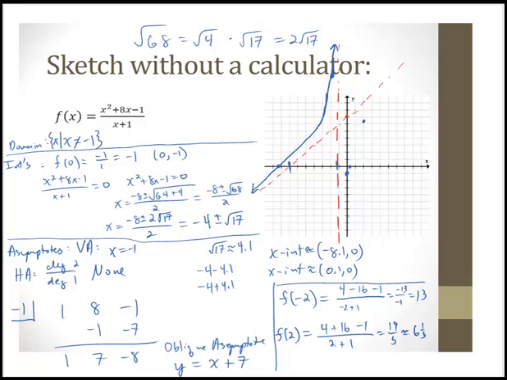So following the shape of the curve, we know it cannot cross the vertical asymptote. So it's going to come up, pass through 0, -1, pass through the x-intercept, pass through this point 2, 6 1/3, and follow the slant asymptote. So there's a sketch of the curve without a calculator.